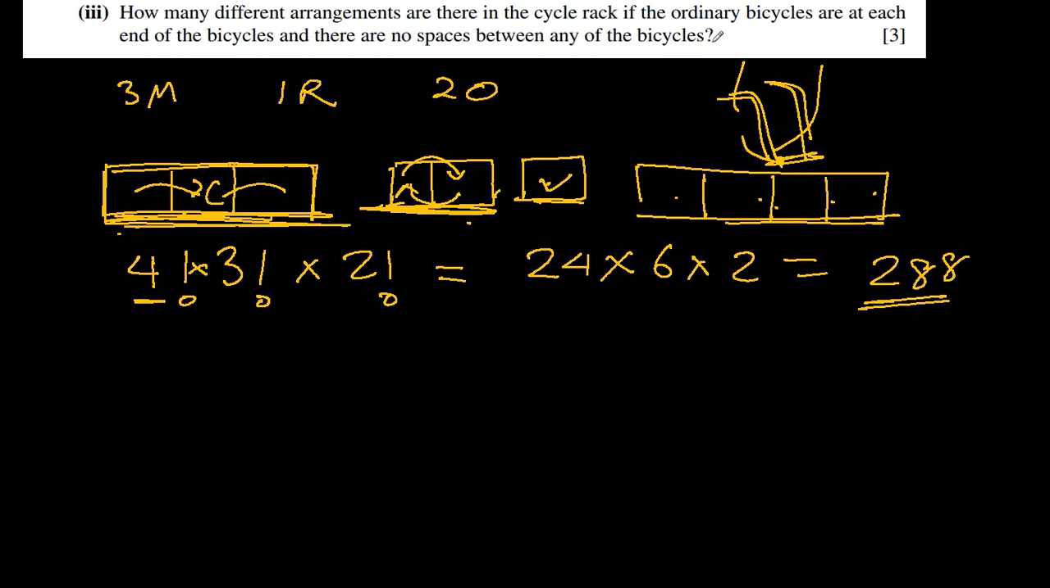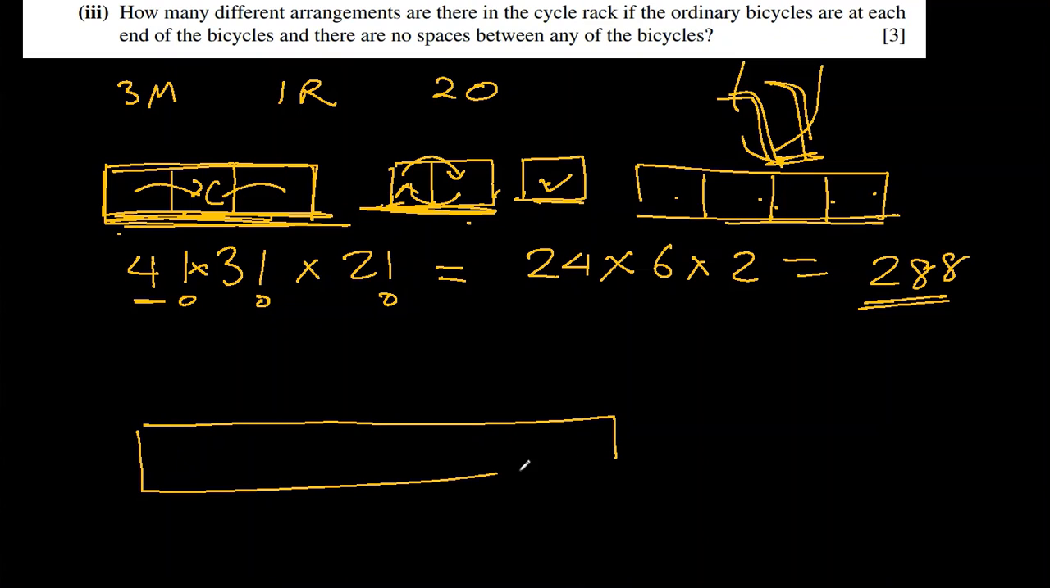If the ordinary bicycles are at each end, and there are no spaces between any of the bicycles, that means all 6 bicycles are together, and the ordinary bicycles are at the ends. So these 2 can interchange their places, so we already have 2 factorial.